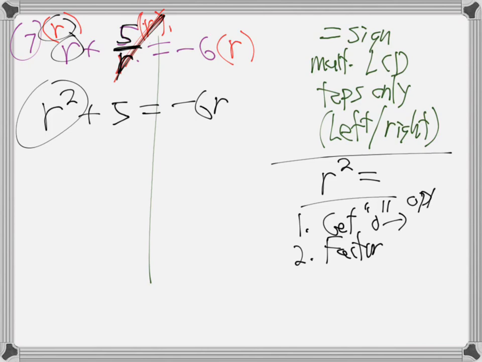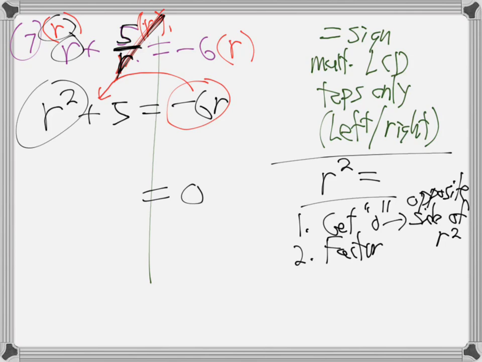And where do you get a zero? On the opposite side of R squared. So where's R squared? R squared's on the left, so I'm going to get a zero over here on the right. Right? So how are you going to do that? You just grab this guy and move him over to the middle. So we get R squared plus 6R plus 5. Right? That minus 6R jumps over, becomes a plus. And now we factor.